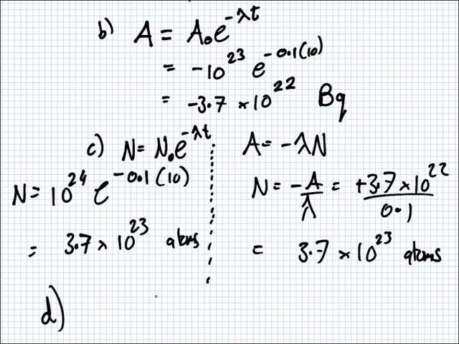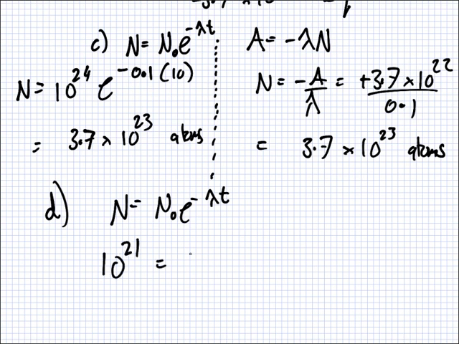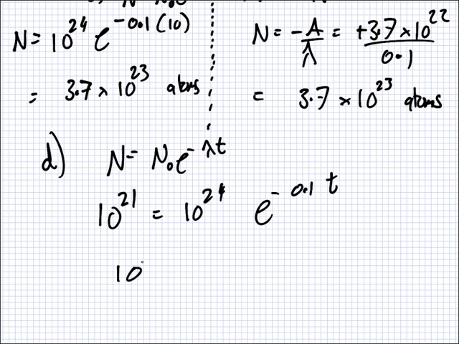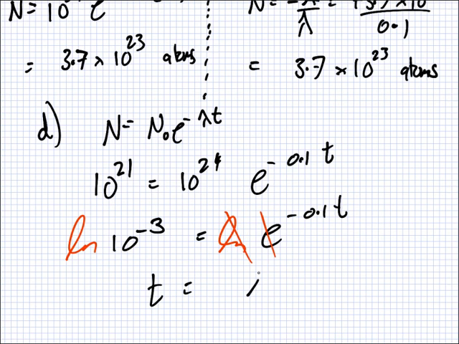D. How long until N equals 10^21? So we can use this formula again, N equals N0 e to the minus lambda t. N is 10^21, and N0 was 10^24, and we're looking this time for the t. So, usual story, we'll divide by 10^24, and that gives us 10^-3 equals e to the minus 0.1 t. I think we all know what happens next. Take the log of both sides. So t will be log 10^-3, so that's log 0.001 over minus 0.1.